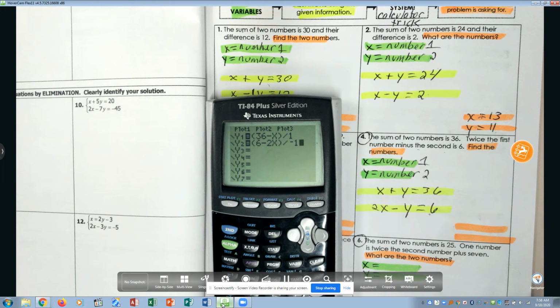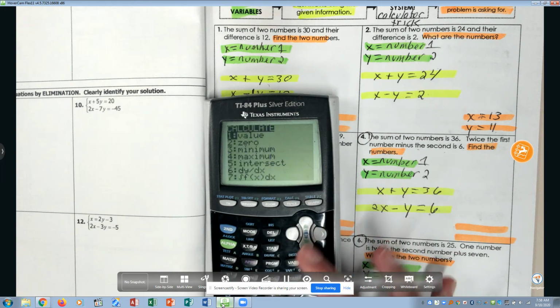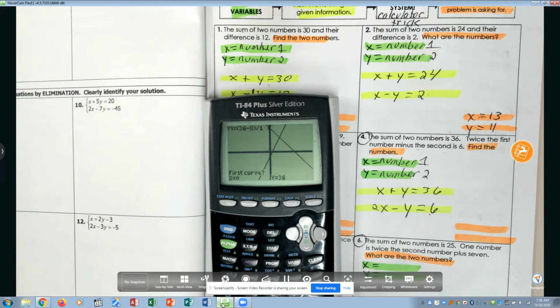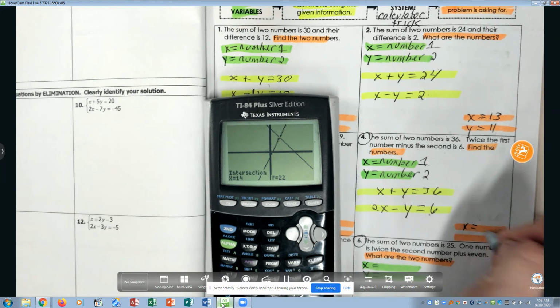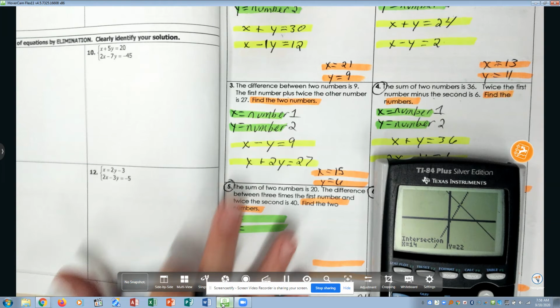All right. So now let's make sure I can see the graph. Here's the first line. There's the second line. I can see it, so I can use second calc. I'm going to use intersect, enter, enter, enter. 14 and 12. So the first number is 14. The second number is 12. Okay, now try number 5.